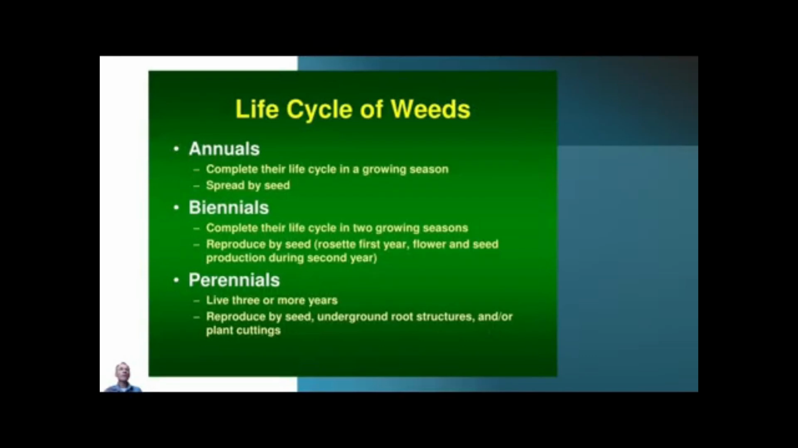Let's talk about the life cycle of weeds. We're going to have three different types. We're going to have annuals, biennials, and perennials. With annuals, they complete their life cycle in a growing season, and they are spread by seed. With biennials, complete their life cycle in 2 growing seasons, reproduce by seed, rosette first year, flower and seed production during the second year, and finally perennials live 3 or more years, reproduce by seed, underground root structures, and/or plant cuttings.